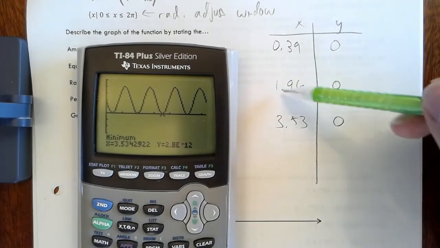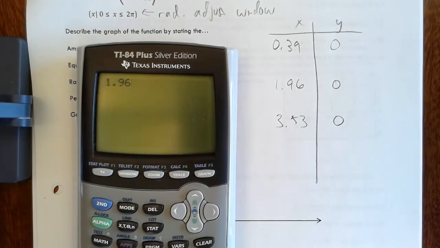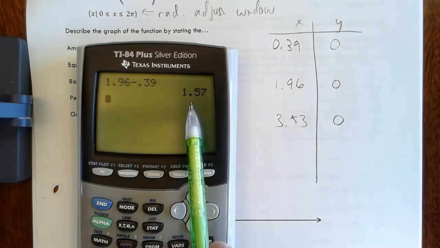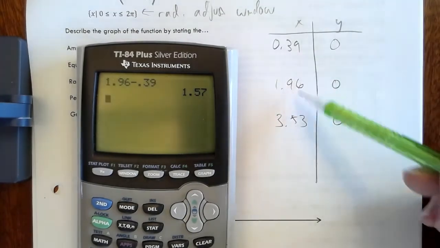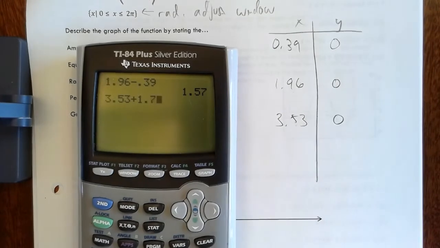So what's the difference between 1.96 and 0.39? Let's find out. 1.96 minus 0.39, 1.57. So to get from here to here, it should be going up by 1.57. So 3.53 plus 1.57. Whoops.